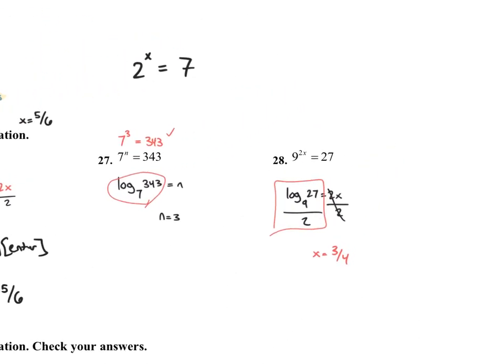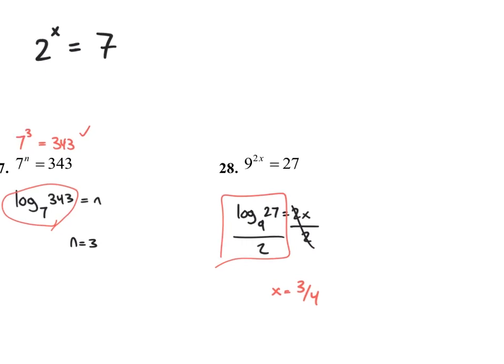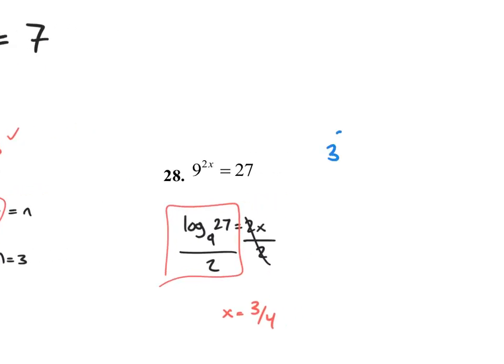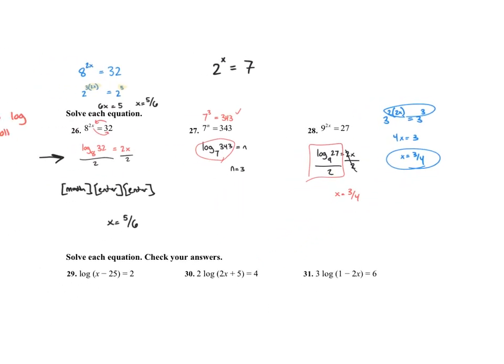All of these could have been done with the same base method. This one, for example, we could have called it 3 squared. 27 is 3 cubed. Now when I set the exponents equal, and I divide both sides by 4, you'll see we get the same answer. So you can use either one of those methods when both sides of the equation can be expressed as the same base.